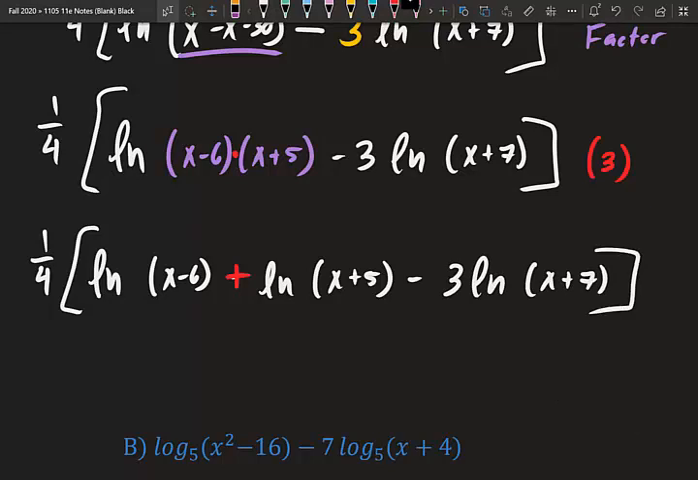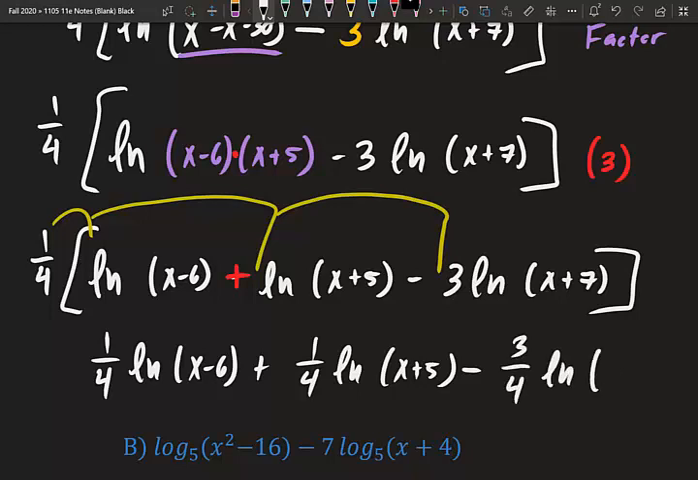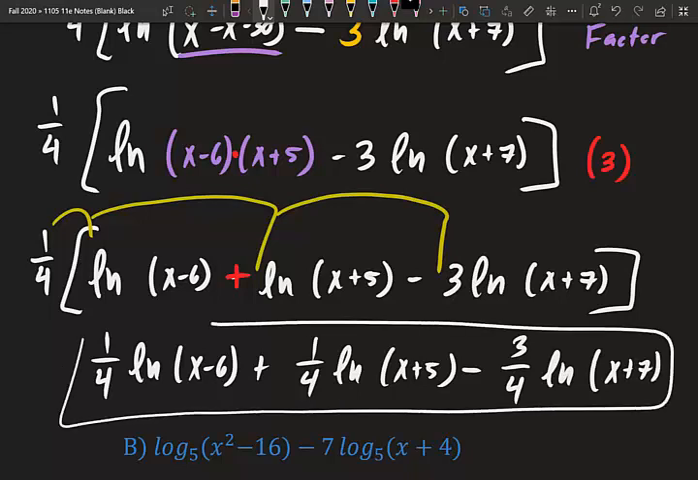When all of your arguments are factored, separated, there's no exponents, the last thing you do is we're going to distribute the 1/4 to all of them. So we'll have 1/4 ln x minus 6 plus 1/4 ln x plus 5 minus, so 1/4 times 3, that's 3/4 ln x plus 7. Rewatch that one again.